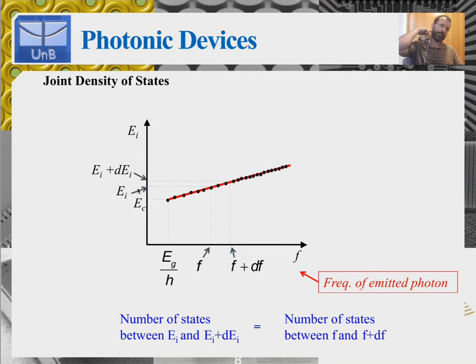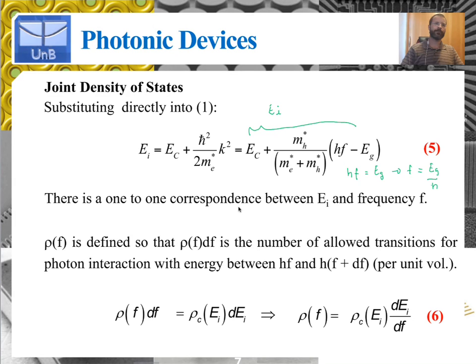But another important point here is that we know the energy levels are discrete. So in this line you would have discrete levels. If there's a one-to-one correspondence, these discrete energy levels would correspond to discrete frequencies here. Therefore, we can define the joint density of states rho of f in such a way that rho of f df is the number of allowed transitions for photon interactions with energies between hf and hf plus df.